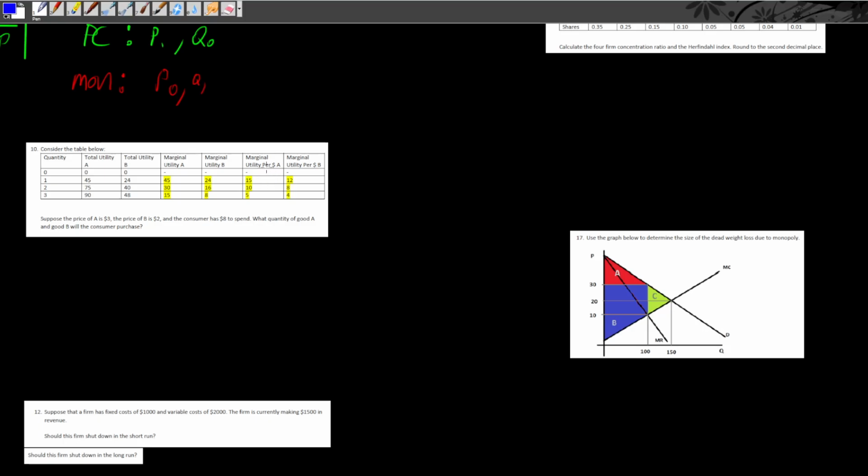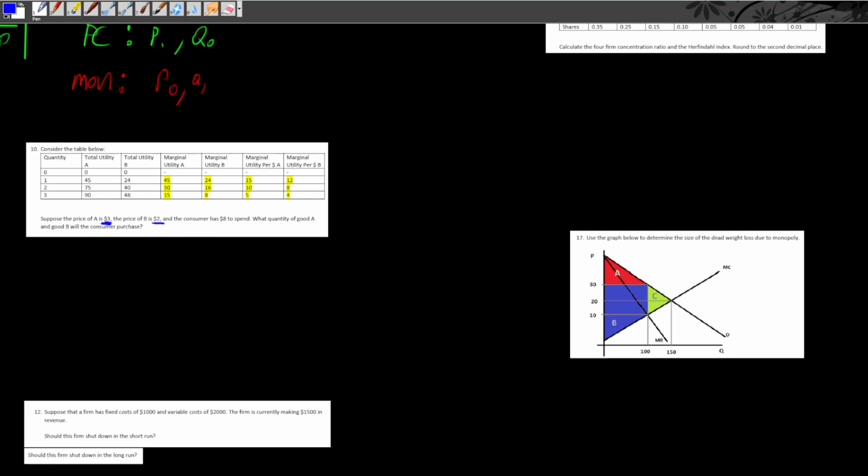So to fill in the marginal utility per dollar for both goods A and B, we just divide the marginal utility by price. And so we're given that good A is $3 and good B is $2. So to find marginal utility per dollar of good A, we have to divide marginal utility of A by 3. So 45 divided by 3 is 15, 30 divided by 3 is 10, and so on. And then for good B, the price is $2. So we divide 24 by 2 to get 12, 16 by 2 to get 8, and so on.